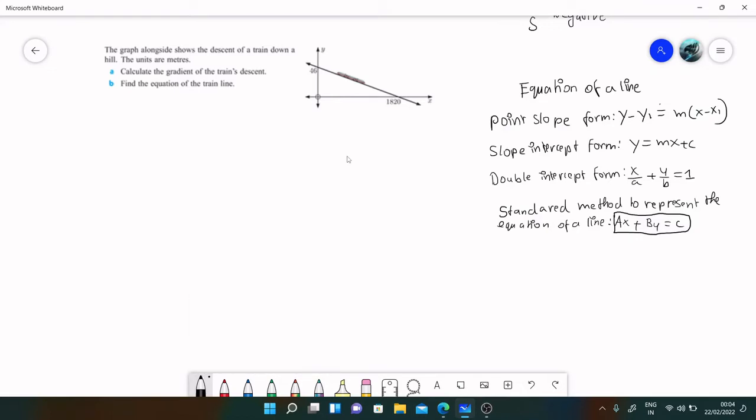Let's not worry about the second part for now. Let's look at part A. Part A wants us to calculate the gradient of the train's descent. Now let us put down the slope formula first.